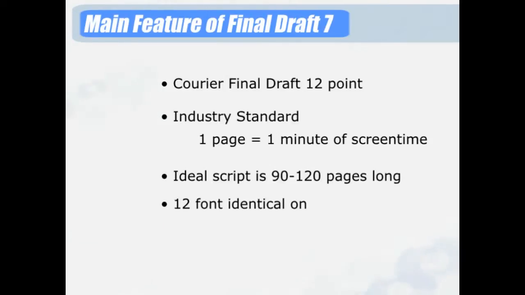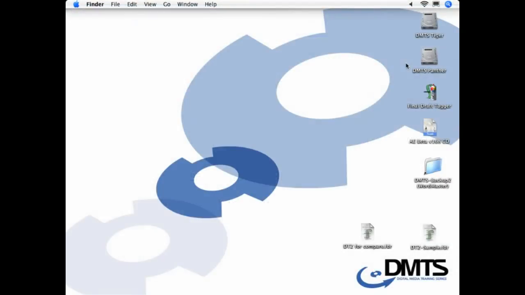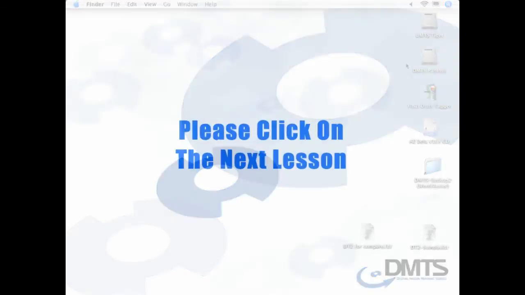Courier Final Draft 12-point is also identical on both PC and Mac displays. So 1 page on a PC will also be 1 page on a Mac. And this is really great because if you're working with other writers and you're moving across platforms, it makes it very, very easy to collaborate together. The font has its origins in the typewriters that were used back in the studio days by the secretaries. So you're also getting in touch with a little bit of film history as you're doing this.